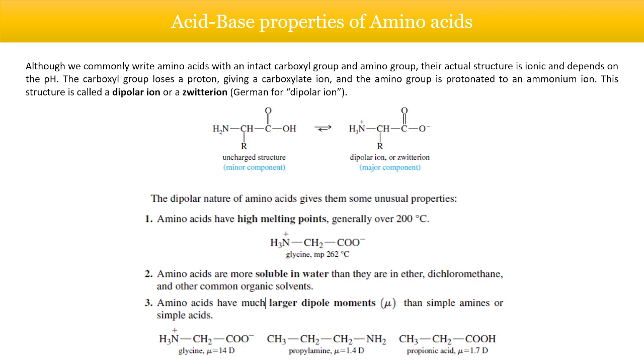So what are the acid-base properties of these amino acids actually doing? Amino acids have high melting points, generally over 200 degrees Celsius, and glycine has a melting point of 262 degrees Celsius. These amino acids are soluble in water, but not in organic solvents like ether or dichloromethane. Not all amino acids are very soluble, because some hydrophobic amino acids are not soluble in water, and they would love to stay inside the core of your protein.